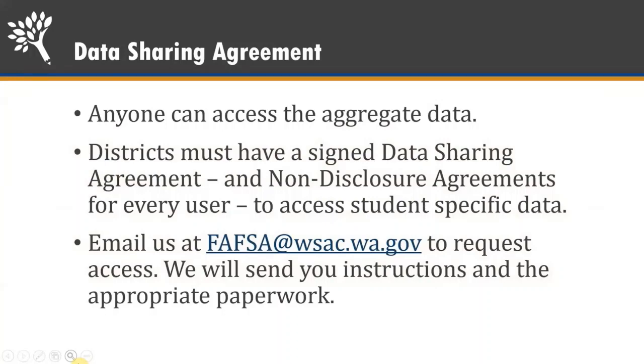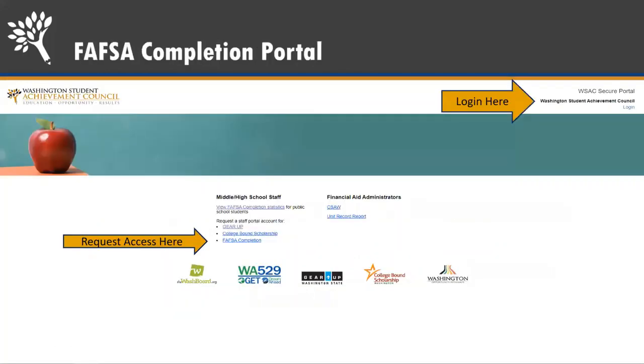For getting access to student-level data and getting your employees' logins to the portal, please email us at fafsa.wsac.wa.gov to request access. We will then send you instructions and the appropriate paperwork. If you already have another account, such as with the College Bound portal, you will already have an account username. Signing the NDA will get your permissions added for FAFSA completion portal. If you do not have another account with the WSAC Secure portal, you will receive an activation link once your NDA has been submitted and reviewed.